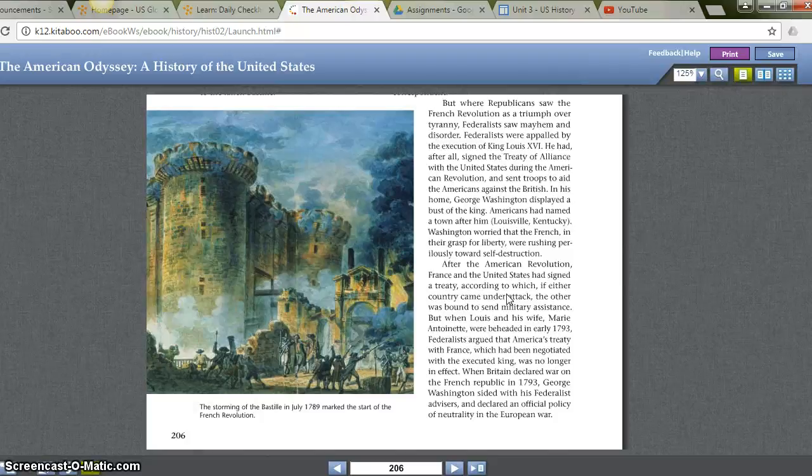After the American Revolution, France and the United States had signed a treaty according to which, if neither country came under attack, the other was bound to send military assistance. But when Louis and his wife Marie Antoinette were beheaded in early 1793, Federalists argued that America's treaty with France, which had been negotiated with the executed king, was no longer in effect. When Britain declared war on the French Republic in 1793, George Washington sided with his Federalist advisors and declared his official policy of neutrality in the European war.